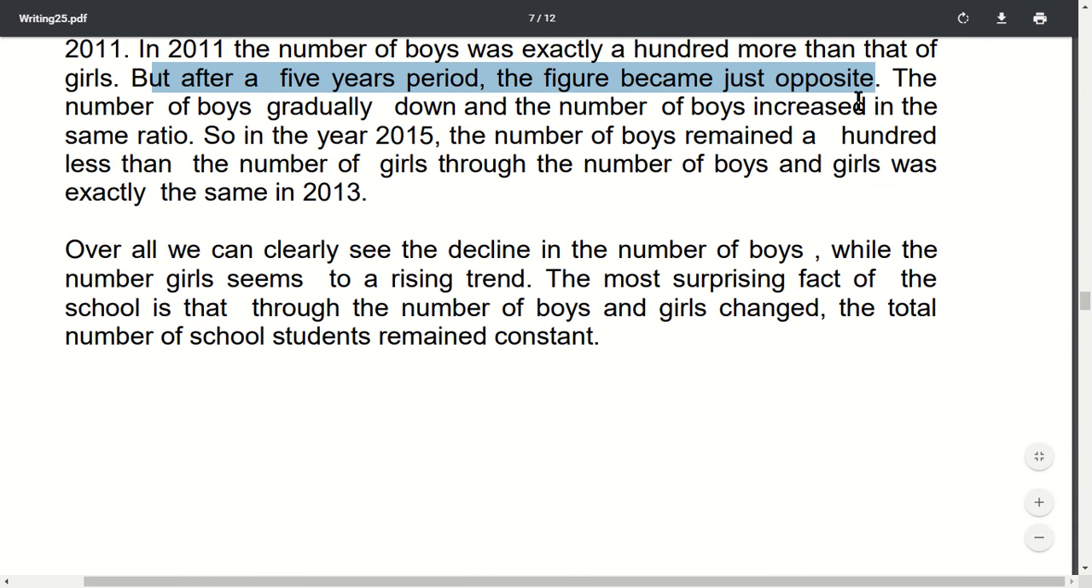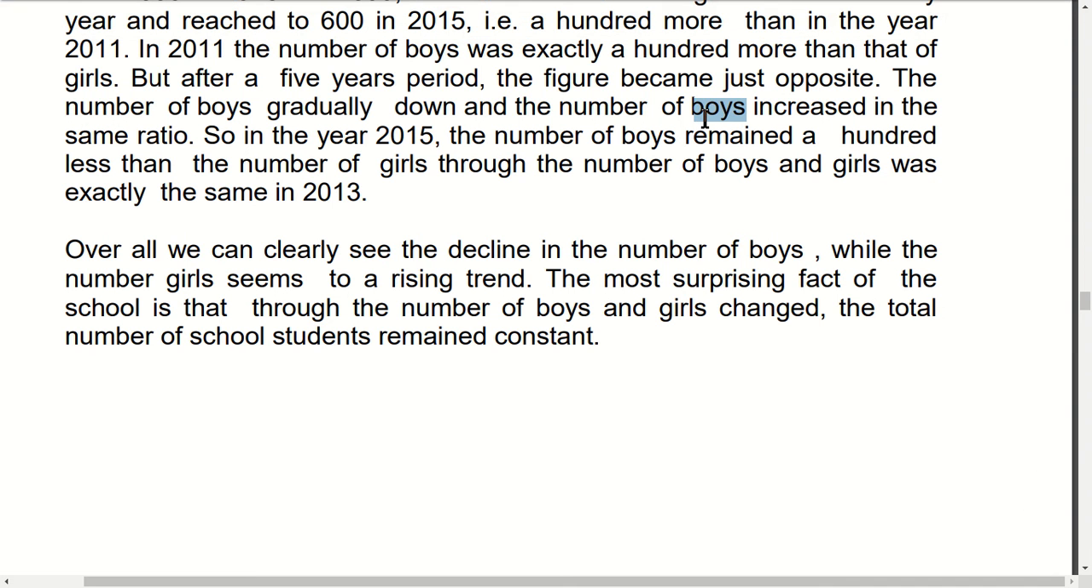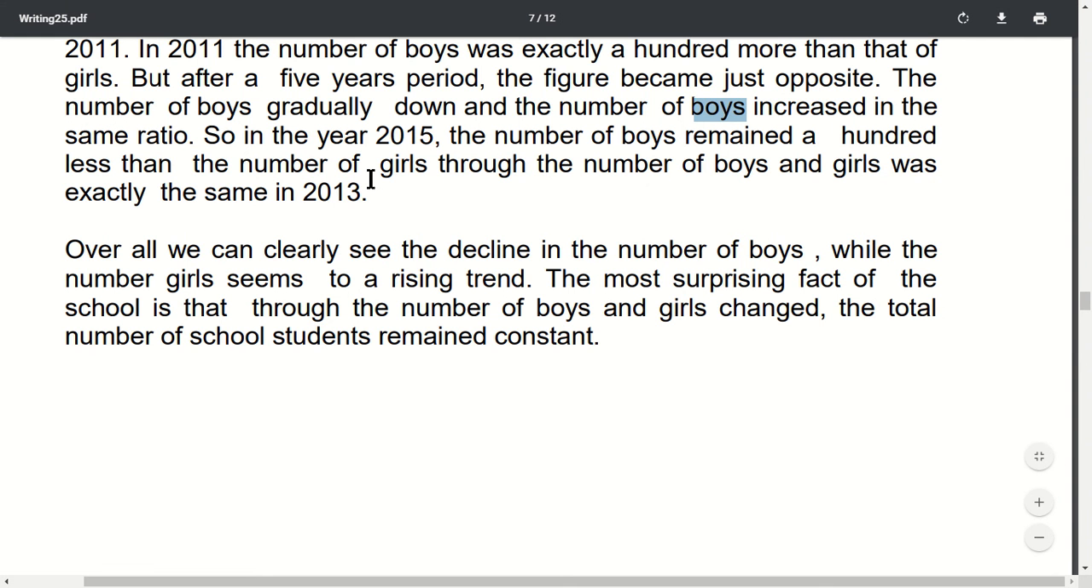The number of boys gradually went down, and the number of girls increased in the same ratio. Boys decreased and girls increased. So in the year 2000, the number of boys remained 100.